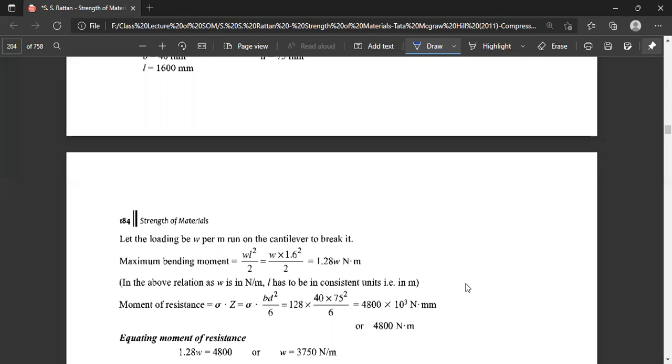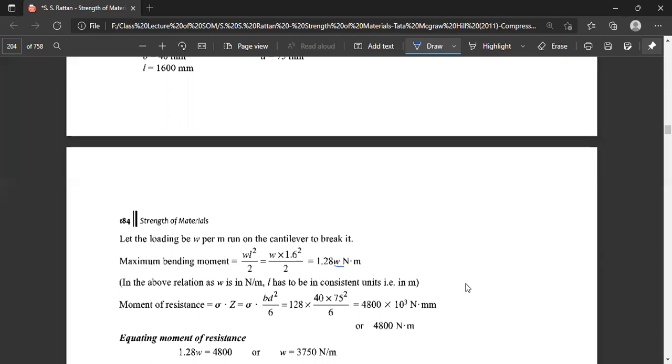That means each of the supports will carry a reaction equal to W into L by 2, and the bending moment at the center of the beam will be W into L by 2 into X, minus W X square by 2. At half of the length, L by 2, it will become WL square by 8, W into 1.6 whole square divided by 8, or 0.32 W Newton meter.